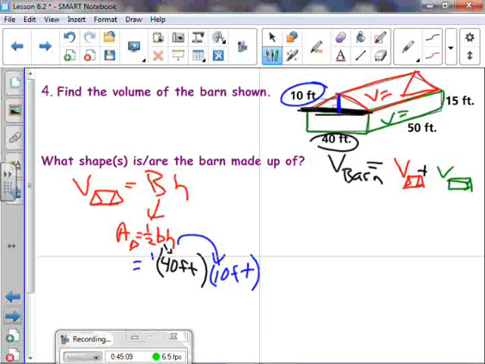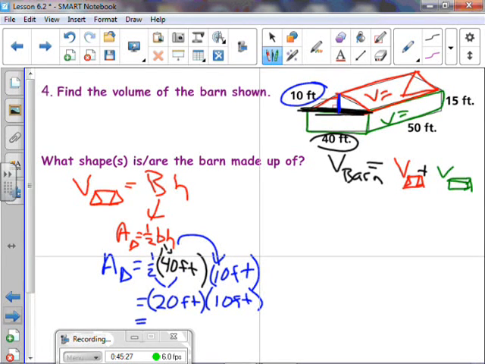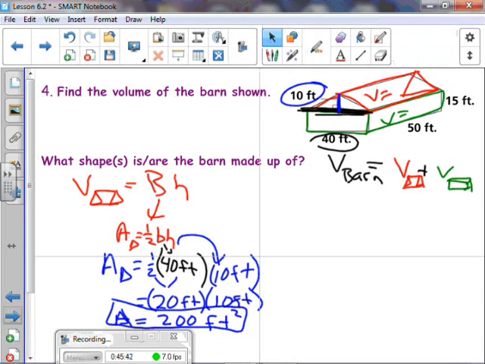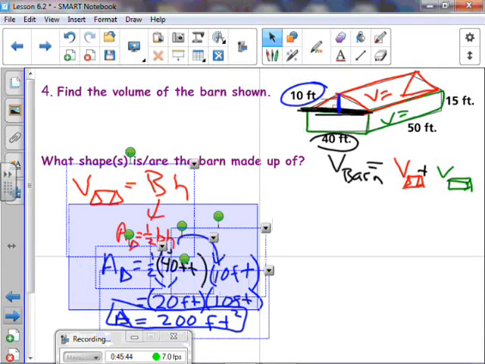And the 1/2 stays the same. So my area of my triangle is equal to 1/2 times 40 times 10. Well, half of 40 is 20 feet times 10. 20 times 10 is going to equal, area equals 200, and I have 200 feet squared. And again, because we are talking about area right now and not volume, we are going to talk about square units. Okay? So that is all for the base.